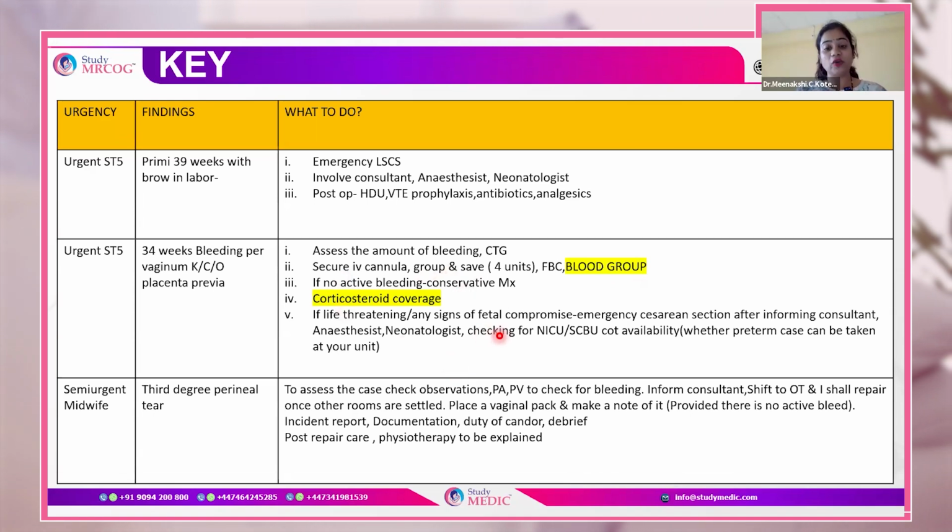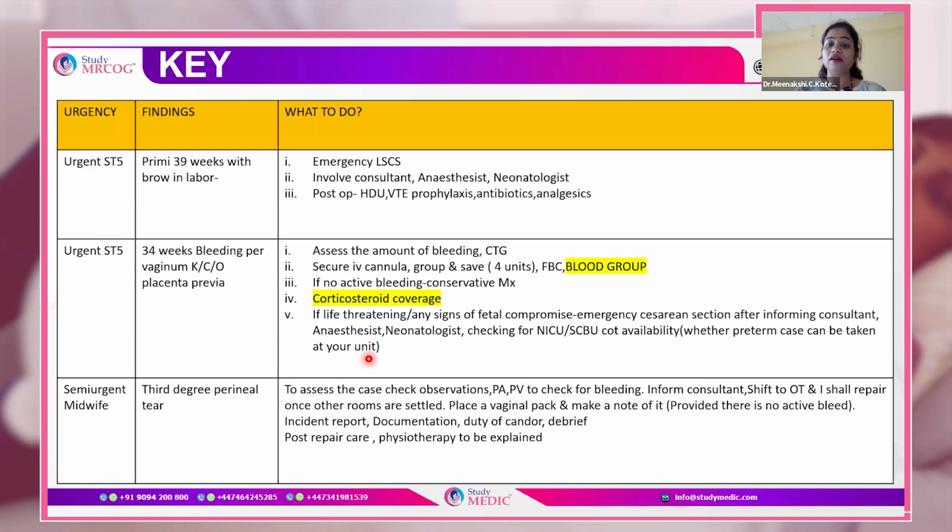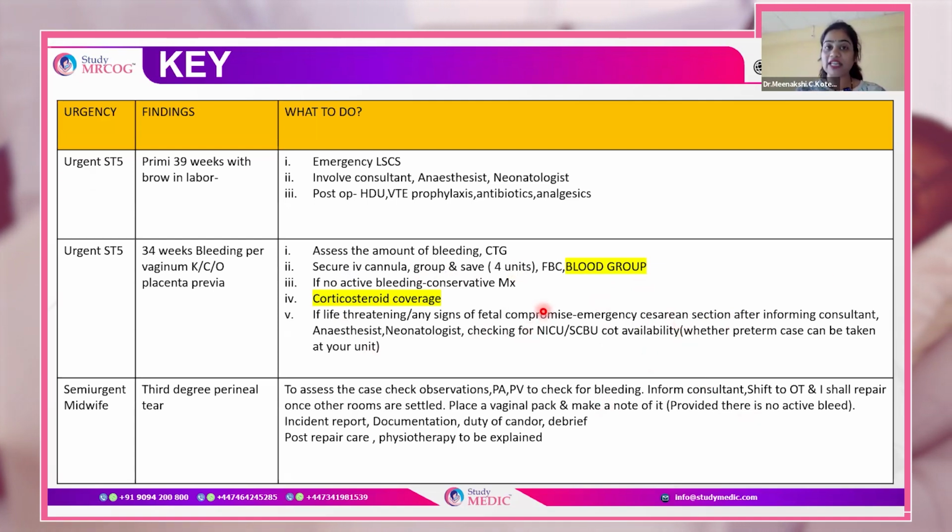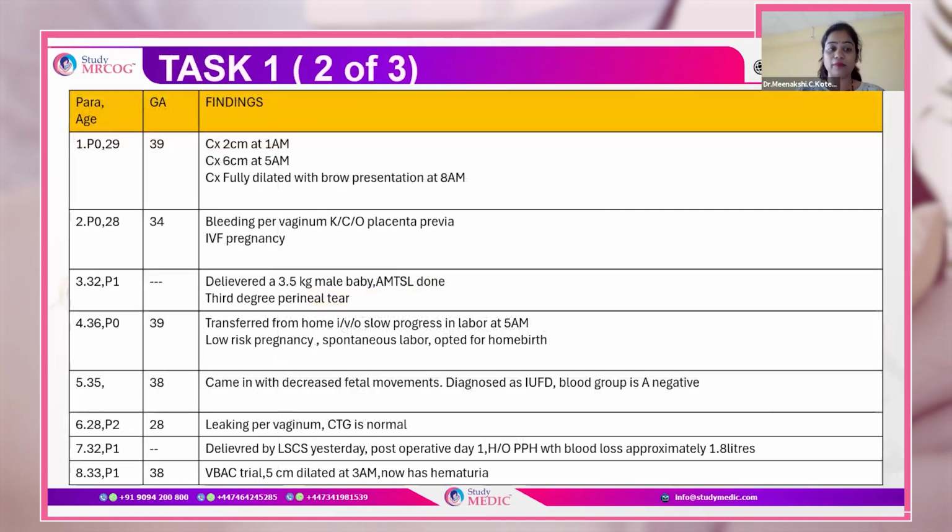But in case it is an acute bleed, then definitely she would require an emergency cesarean section. After you take the entire team decision, also ask whether the NICU cot availability would be there or not, whether it's available or not.